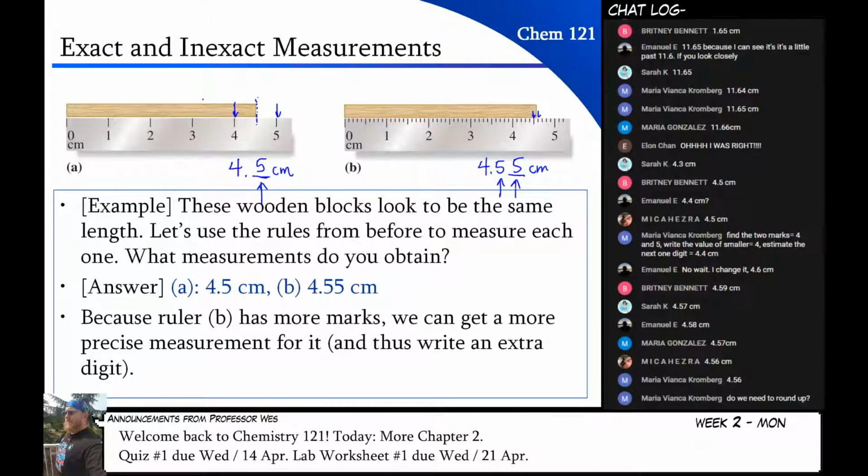So I wrote 4.55 because I thought that it was halfway between the two marks. So if you think it's a little further than halfway, you could put 6. If you think it's not quite halfway, you could put 4. But that number you just treat as is. You don't need to round it at all.